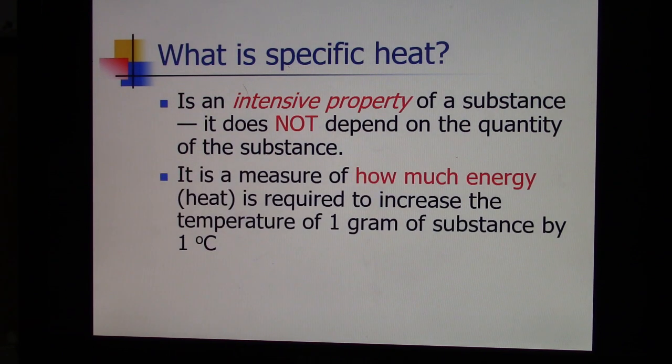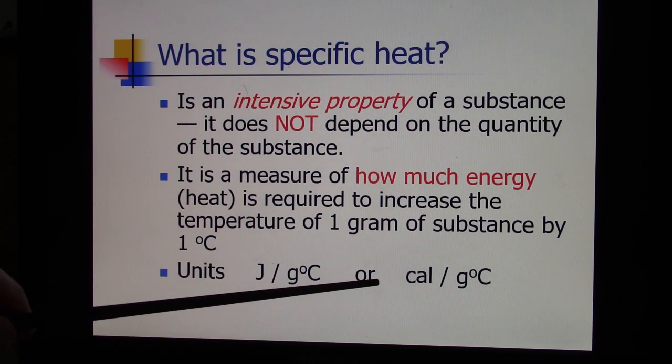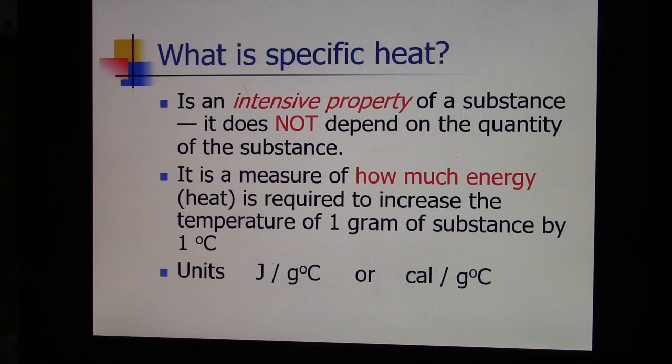Here's a definition. It's a measure of how much energy, heat, is required to increase the temperature of 1 gram of a substance by 1 degree C. These are the common units. You can express specific heat in joules per gram degree C, or calories per gram degree C. Some people like to use degrees Kelvin. It doesn't really matter, as long as you're relating some energy unit to a mass unit to a temperature unit.